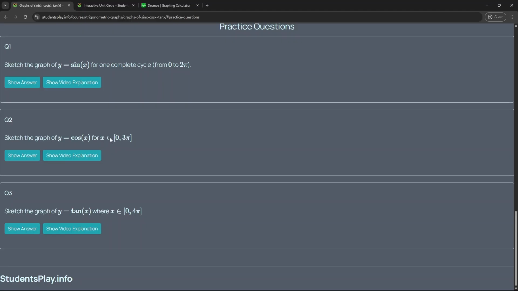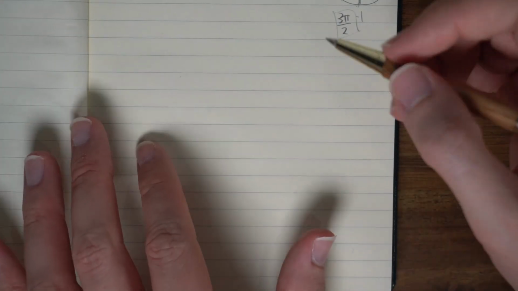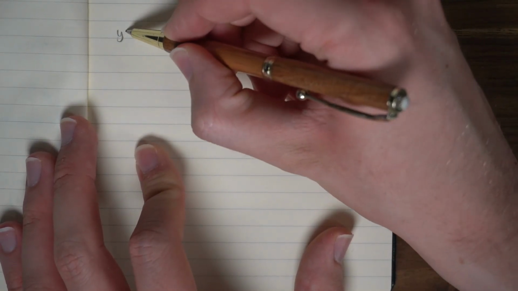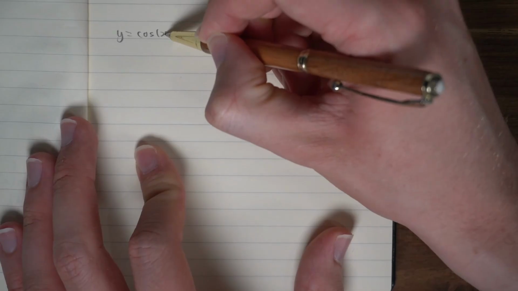So x is an element of... I'm trying not to go too deep into the super technical stuff here. Basically, this is saying that we have a group of numbers that goes from 0 to 3 pi, and x is an element, or part, of that group. So let me write this more in plain English until you get used to the notation. They're saying sketch y equals cos of x.